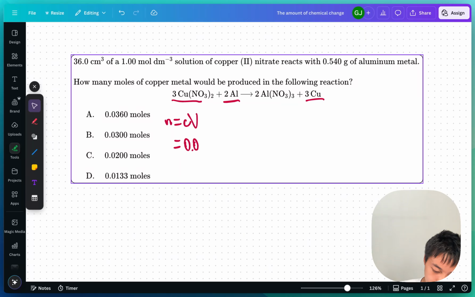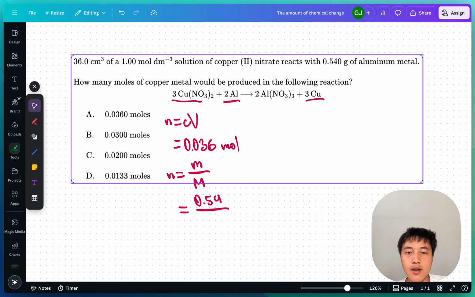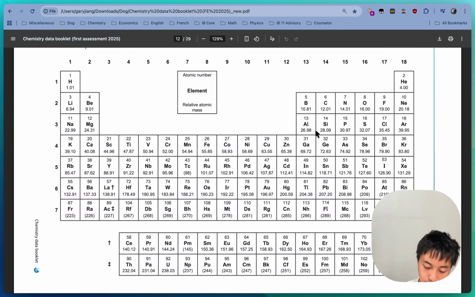And converting it to decimeter cube would be 0.036 times 1. So it's just this for copper nitrate. And for aluminum, we have the mass, so we can use the mass over molar mass formula for the number of moles. So 0.54 divided by the molar mass of aluminum, which is 26.98.